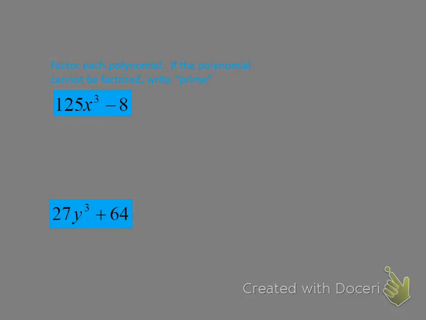125x cubed minus 8. First one's a difference, so same way. Binomial, trinomial. Now, this would be just x cubed minus 8. And if it was just x cubed, then you would say the thing that's being cubed is what?